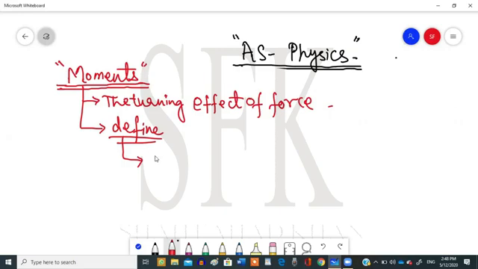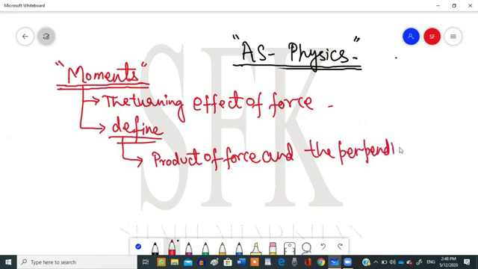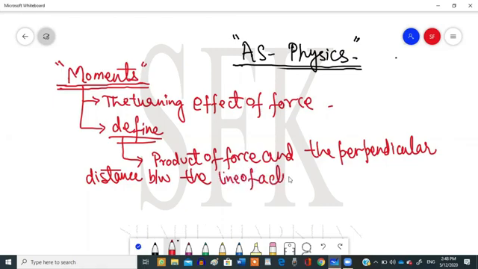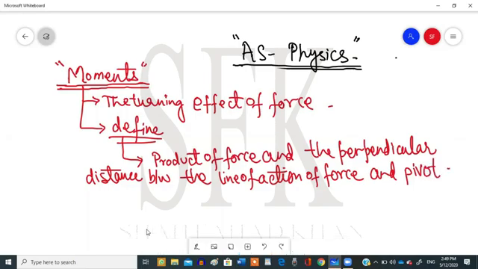You have to write it as the product of force and the perpendicular distance between the line of action of force and the pivot. Okay, I'll explain what this means.